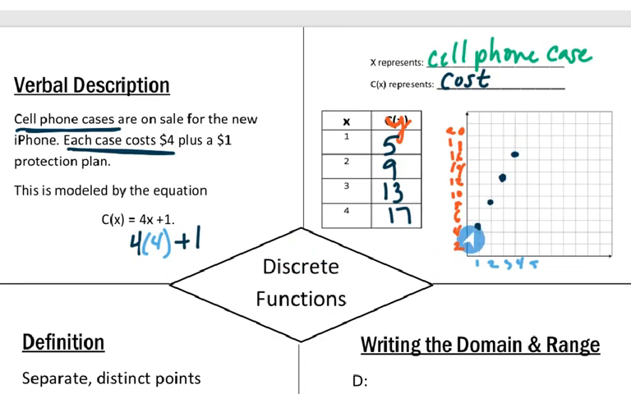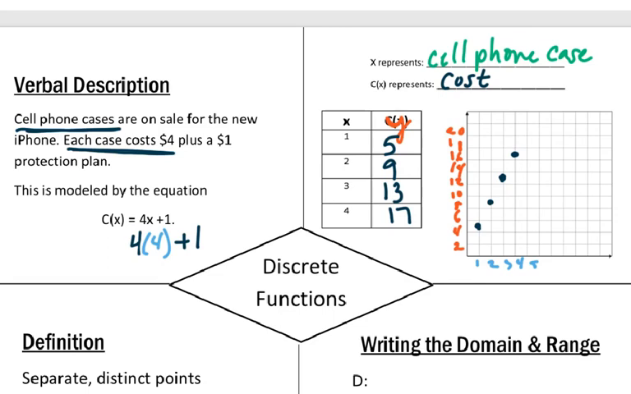It doesn't make sense to have half of a cell phone case or 3/4 of a cell phone case. Any number between 1 and 2, 1.5, 1 3/4. No, I can't buy a fraction of a cell phone case. I can only buy them in whole numbers. So in this situation, this is not a connected line graph. This is not something that's called continuous. This graph is called discrete.